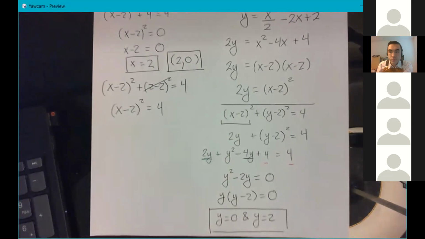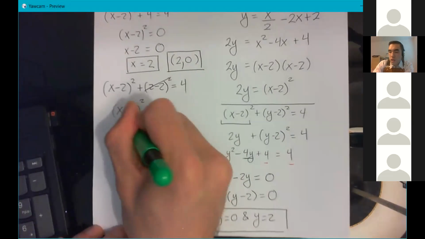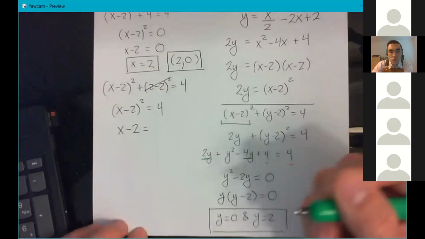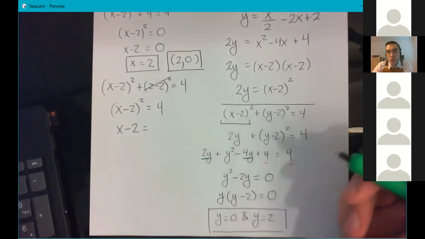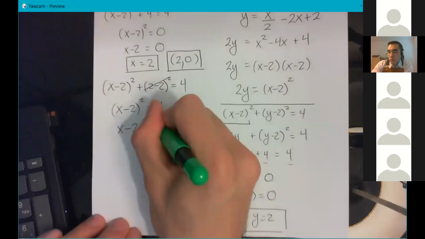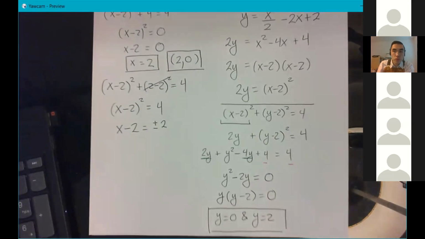Square root of 4. So I'm going to take the square root of both sides. So this is to say x minus 2 is equal to, what is the square root of 4? 2. No, oh, plus or minus 2: 2 and negative 2. Plus or minus 2, which is big. And this is how we're going to get those other 2 points.